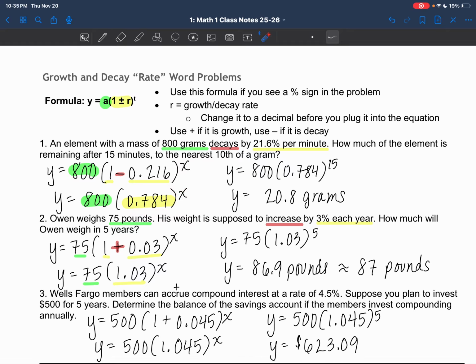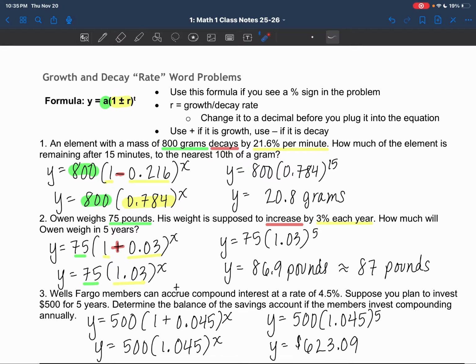All right, now that we got that, it wants to know after 15 minutes how much is left. So we're going to substitute all that in, and to the nearest tenth of a gram rounds to the tenth place. So that's your answer. So really it's just using the information given, plugging it into the formula.